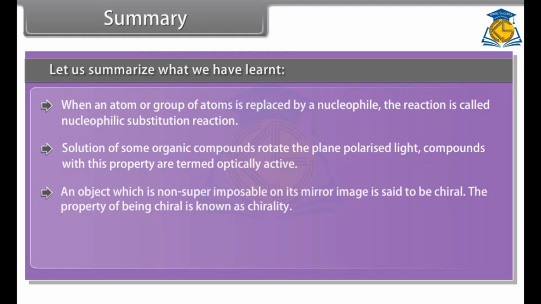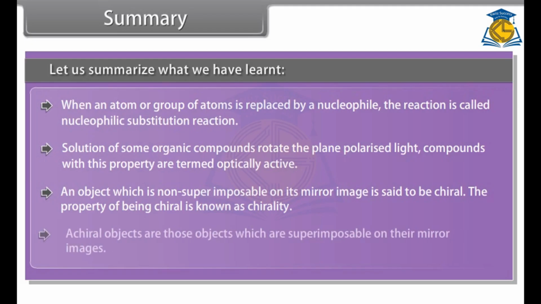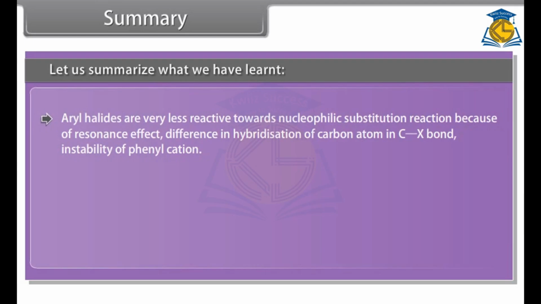An object which is non-superimposable on its mirror image is said to be chiral. The property of being chiral is known as chirality. Achiral objects are those objects which are superimposable on their mirror images. Aryl halides are very less reactive towards nucleophilic substitution reaction because of resonance effect, difference in hybridization of carbon atom in C-X bond, and instability of phenyl cation.